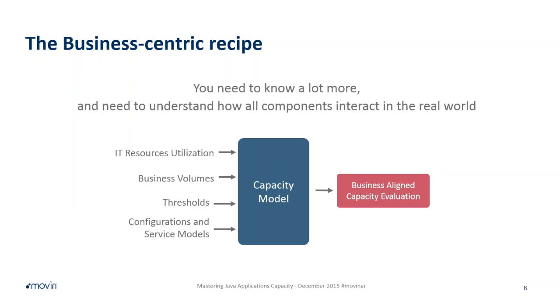Lastly, configuration and service models are also required to understand the architecture and configuration of your application, for example, to distinguish Java application servers from databases, as they are usually modeled differently from a capacity planning perspective. So, what's the purpose of this capacity model? The model is used to predict the performance of the system under different load or configuration conditions. The most valuable output is the maximum business capacity, which means how much business the system can support in its current configuration.